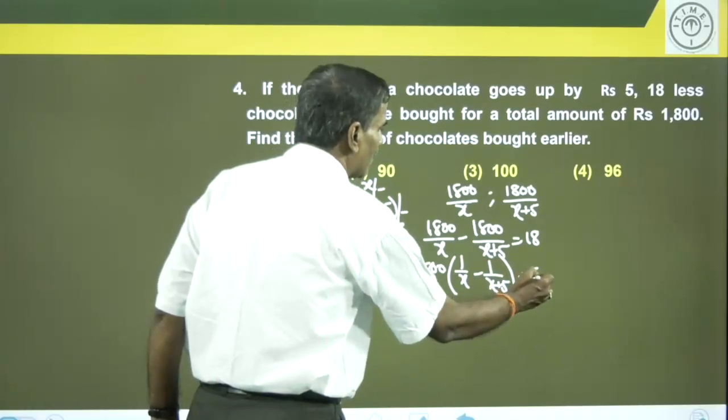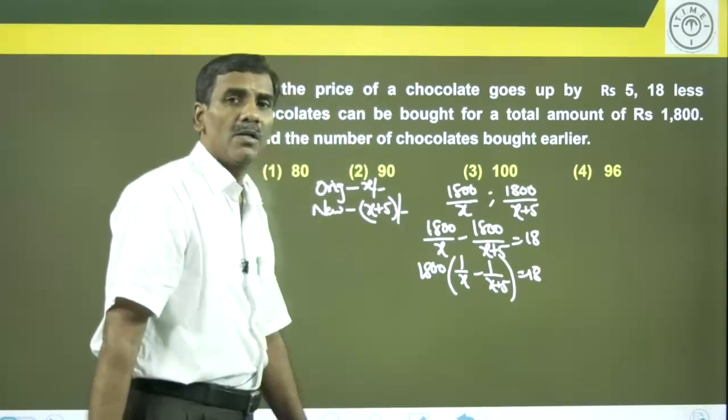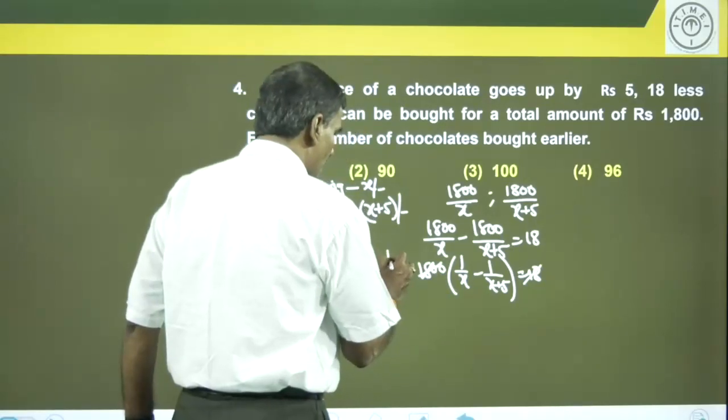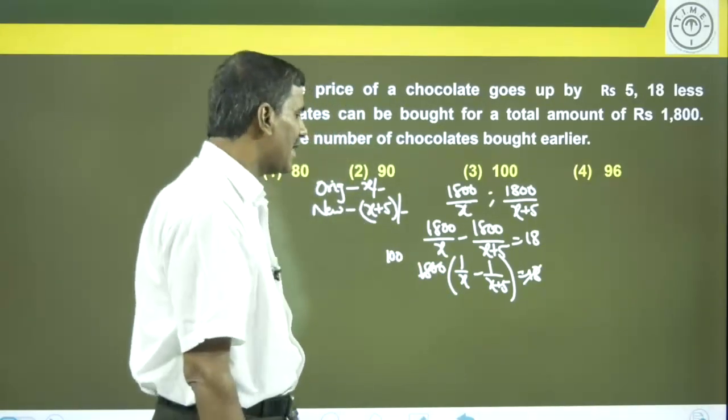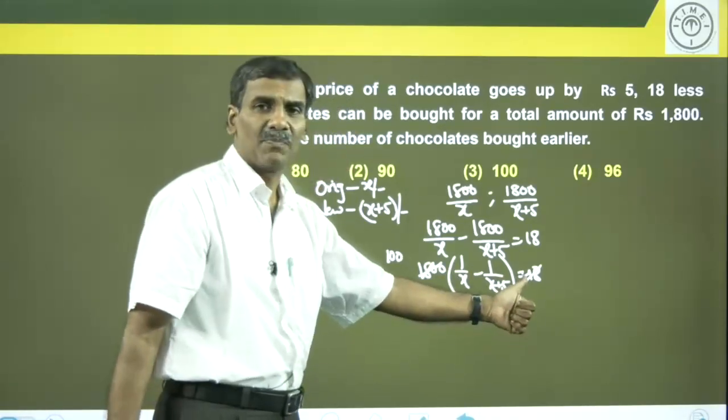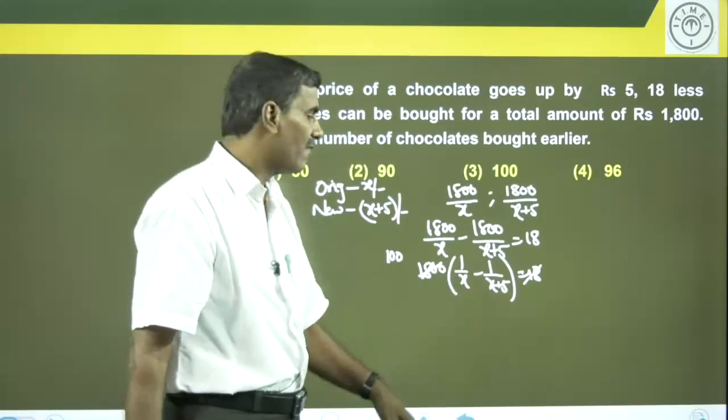Is equal to 18. Right or not? So 1800, 18 లో మనకి 100 times cancel చేయొచ్చు. So 100. Further what we can say? 1 by x minus 1 by x plus 5 is nothing but x plus 5 minus x. That is nothing but what? X cancels. 5 will be left out.